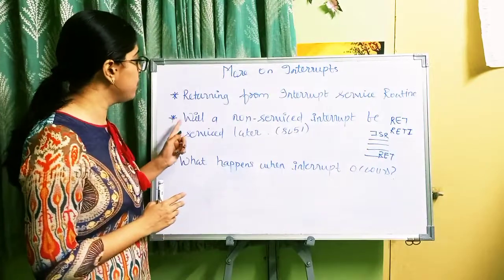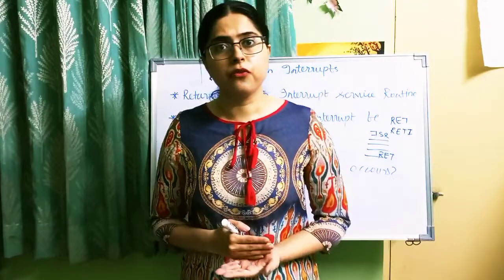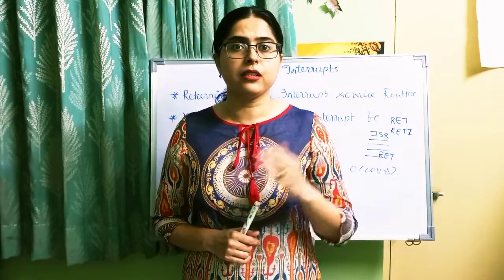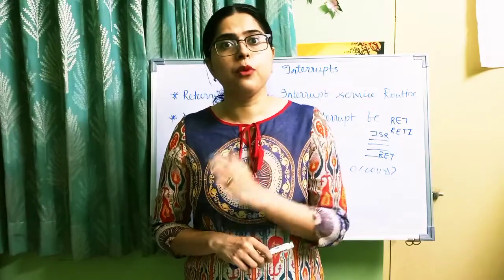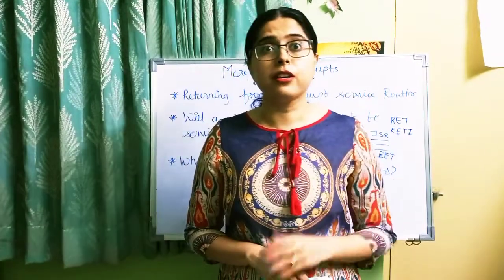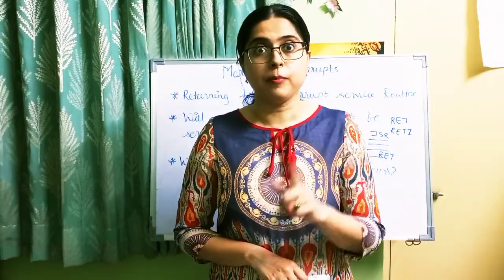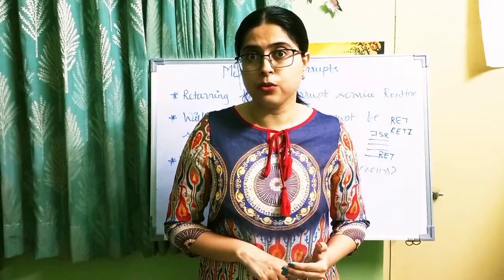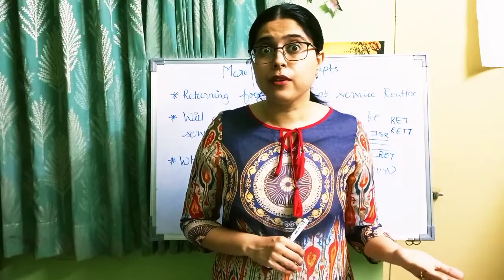Next is, will a non-serviced interrupt be serviced later? Now there are two types of interrupts, low priority interrupt and high priority interrupt. Suppose a low priority interrupt is getting executed and at the same time a high priority interrupt sends an interrupt signal to the microcontroller. Then control jumps from the low priority interrupt to the high priority interrupt, and the high priority interrupt is executed even if the low priority interrupt came first, because it is high priority. So what will happen to the low priority interrupt? It will get lost.